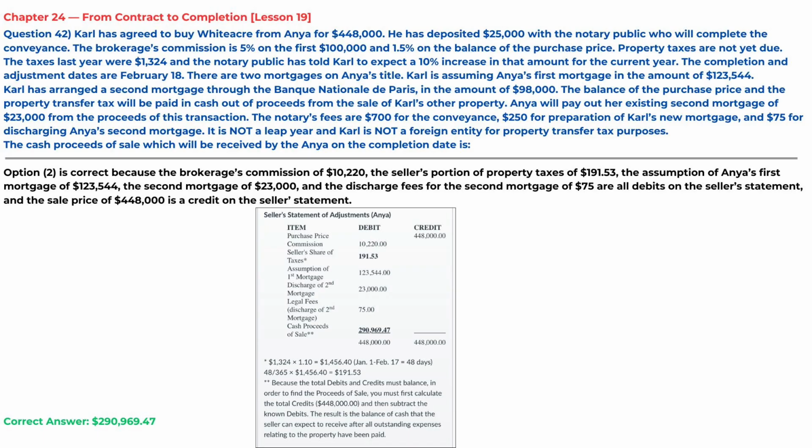1324 times 1.10 equals $1,456.40. January 1st to February 17th equals 48 days. 48 divided by 365 times $1,456 equals $191.53. Because the total debits and credits must balance, in order to find the proceeds of sale, you must first calculate the total credits, $448,000, and then subtract the known debits. The result is the balance of cash that the seller can expect to receive after all outstanding expenses relating to the property have been paid.